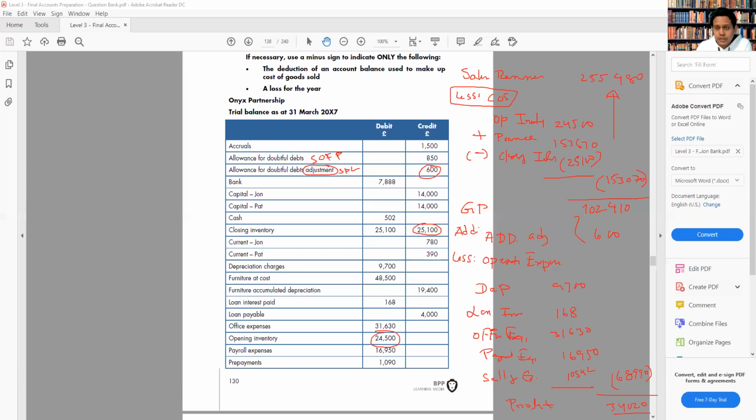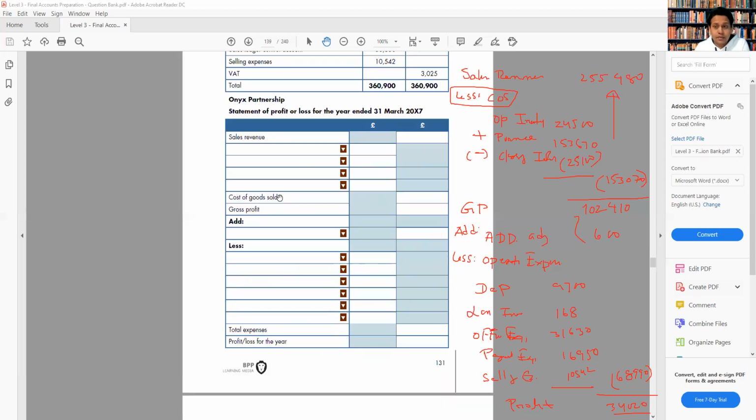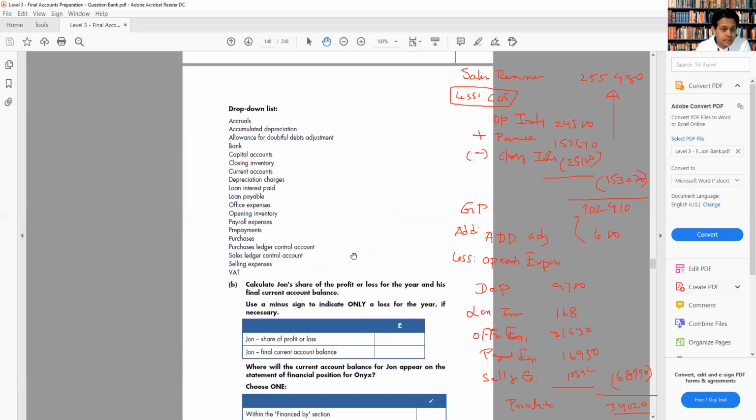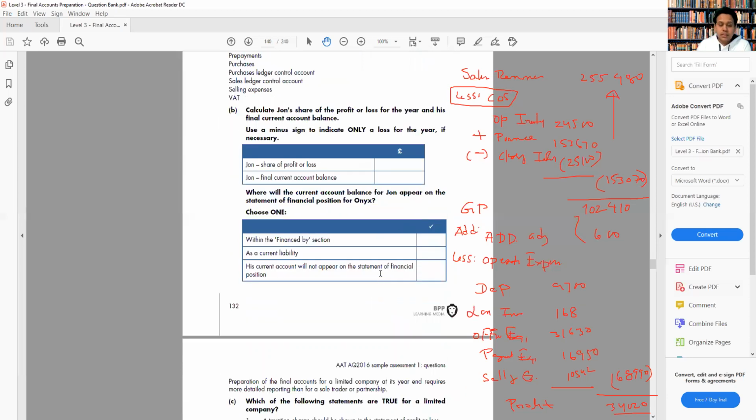That's quite a simple question. It's not difficult at all. The only trick here is the allowance for doubtful debt adjustment, that's it. Other than that, everything is quite simple. All right, so let's move on. All you need to do on the template is follow all of this. So sales revenue, write it down here. Then opening inventory, closing inventory. So you just follow the template. The reason we're writing in the corner is that we cannot see everything at the same time.